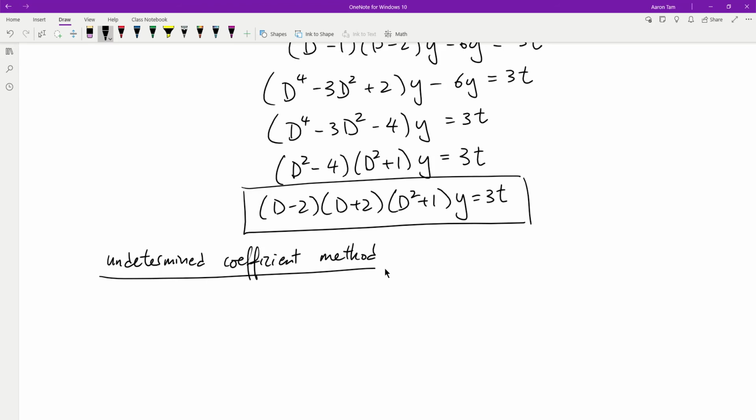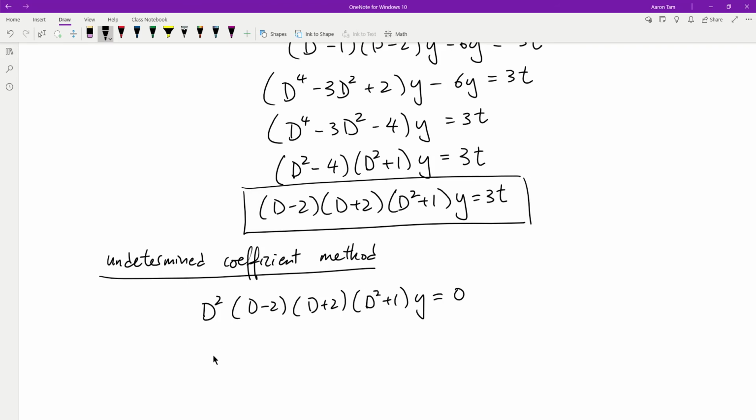So what I need is an annihilator that can get rid of 3t. It should be pretty simple: that would just be d squared, because if I take a derivative once, that would be 3, and taking it again would be 0. So therefore I can say that d squared times (d minus 2)(d plus 2)(d squared plus 1) of y should equal 0.